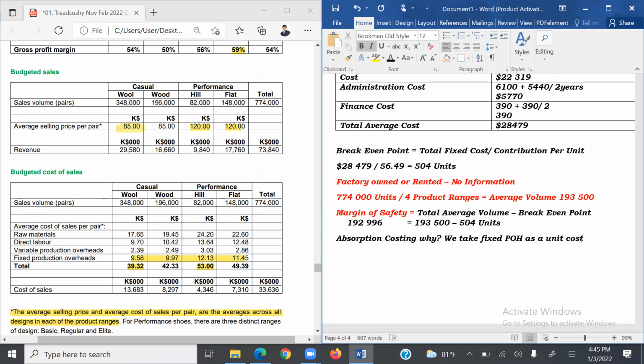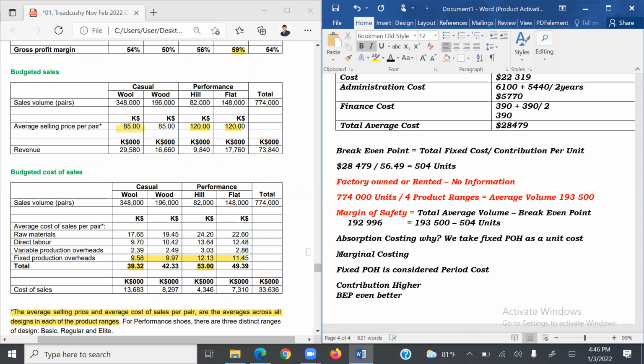But there is another area called marginal costing. In marginal costing, students, fixed production overhead is considered as period cost. So in that perspective, we take out this fixed production overhead. Anyway, what will happen? Contribution will be a little higher. Agree, students? Contribution will be higher. Break-even point will be even better.